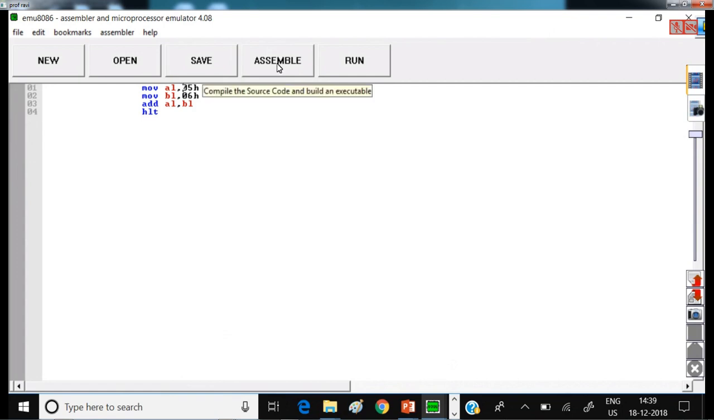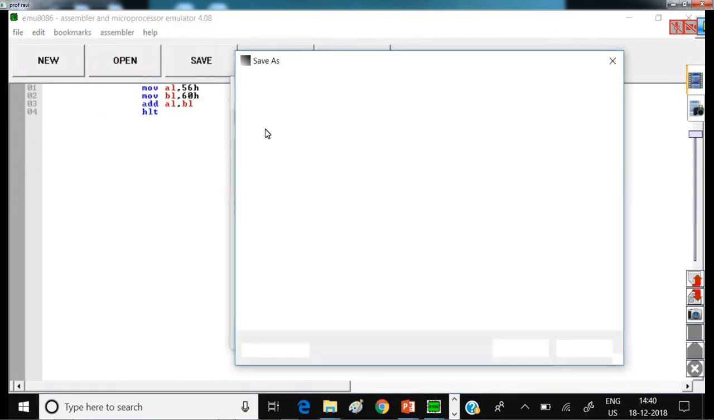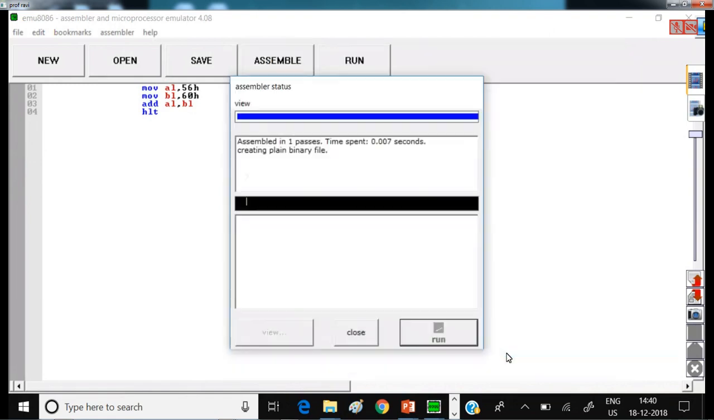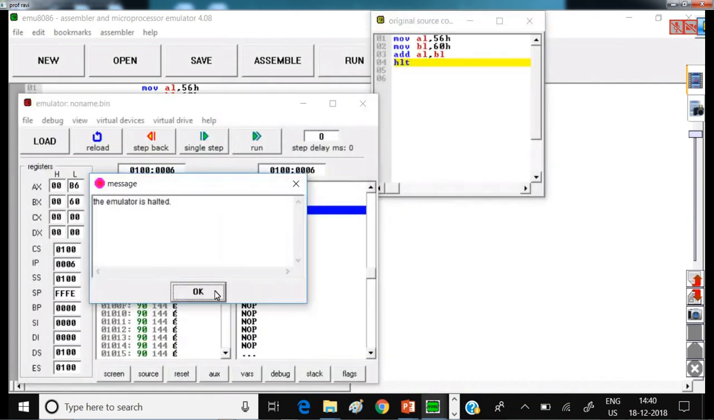So move 56 into one register and move 60 into the second register, and add the AL content, the accumulator's lower byte, with the BL register, the lower byte of your base register, and then stop. This is how you can write the programs. Then you go to the assembler and say assemble. Assembling means it tries to convert the program. Then you go to the run mode.